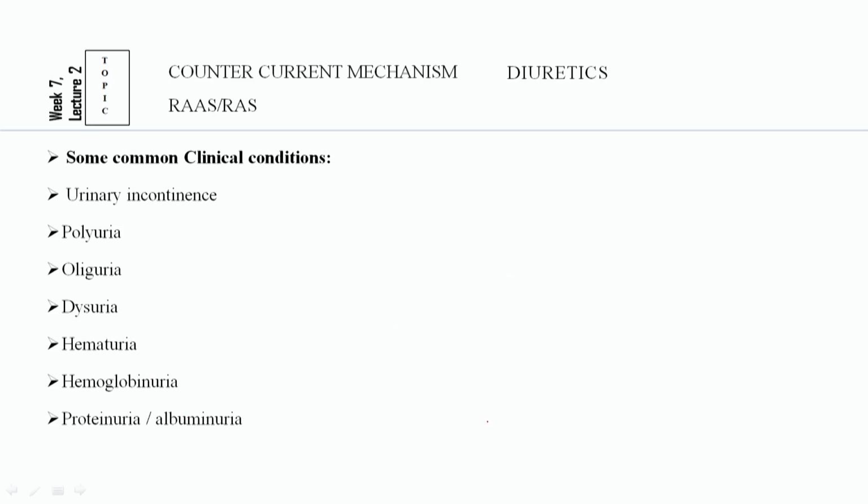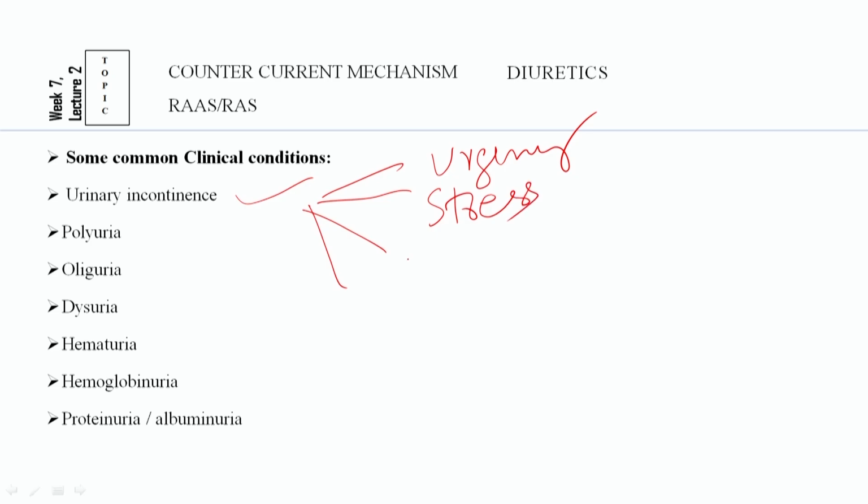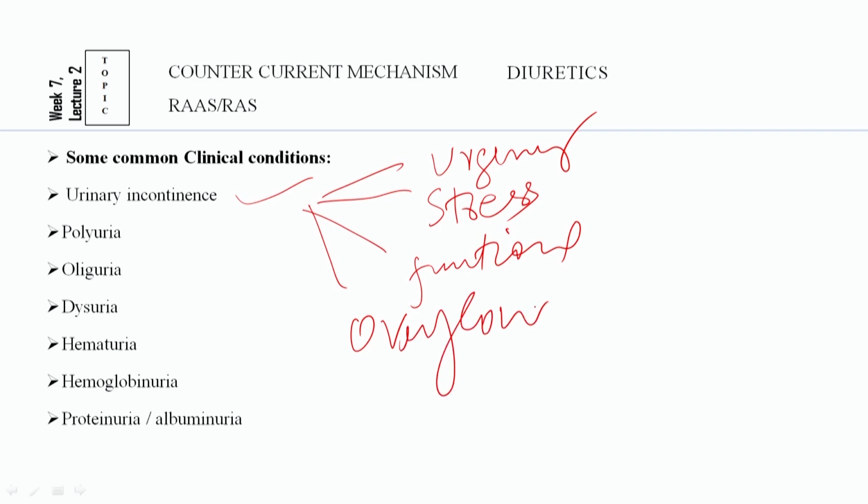Some of the common clinical conditions associated with today's topic start with urinary incontinence. That means the control of the renal system is lost. As a result, leakage of urine takes place. This urinary incontinence is of 4 types. One is urgency incontinence. Next is stress, the third is functional, and the last one is overflow. So these are the 4 types of urinary incontinence. That means it is a loss of bladder control, that's all.